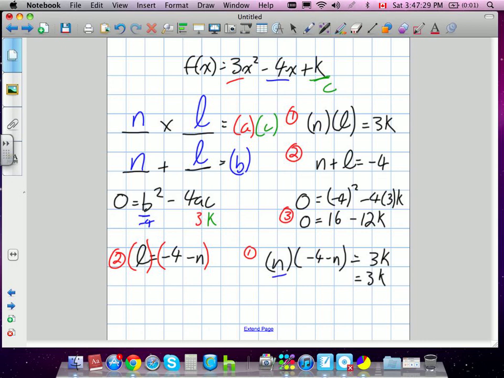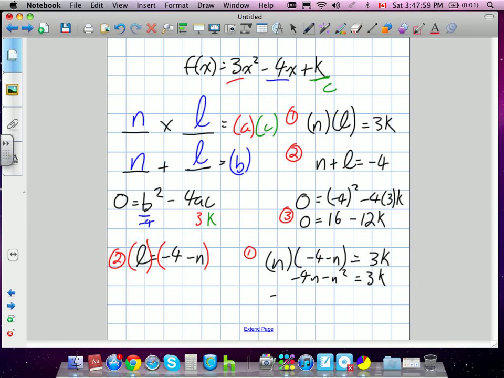Well, I can simplify what's here. I have my distributive property. I distribute the n into both of these, and I would get -4n minus n squared in this case. Okay. This is technically a quadratic.